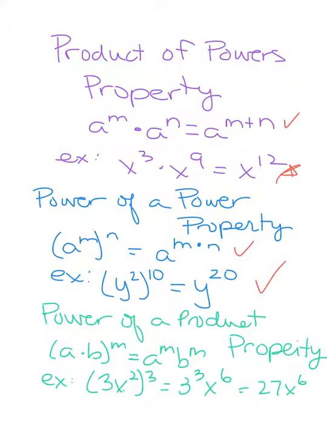And our last property is power of a product property. If I have something in the parentheses raised to a power, the coefficient and each of the variables is raised to that power. So for instance, if I have 3x squared raised to the third power, the 3 is going to be raised to the third power, and so is the x squared. So in the end, I get 27x to the 6th.